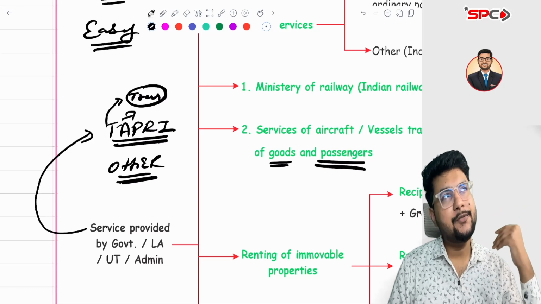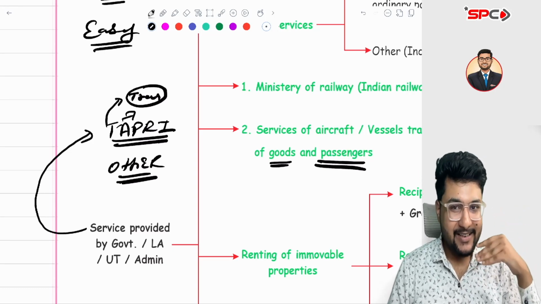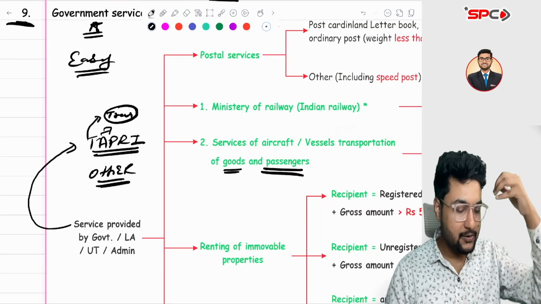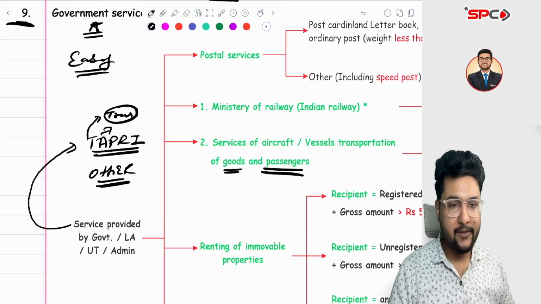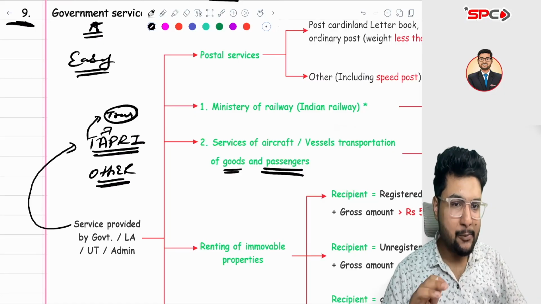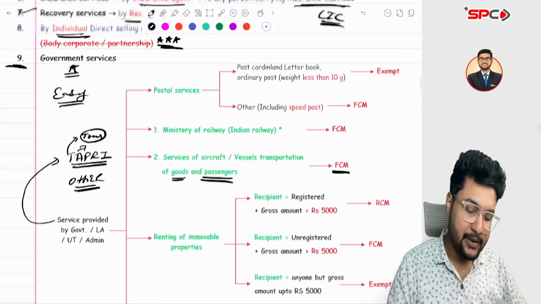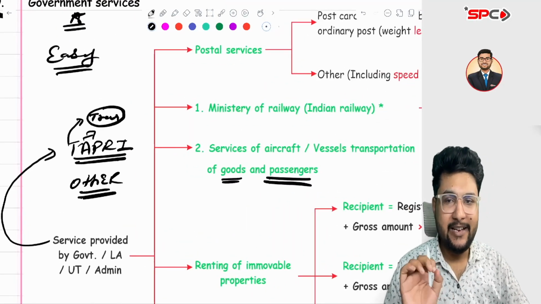For example, if you see 3 to 4 years ago, Air India is a government owned company, right? In that case, when you are traveling by aircraft, have you ever seen yourself depositing the tax for the aircraft? No, the aircraft company will pay. So that is also covered under forward charge mechanism.